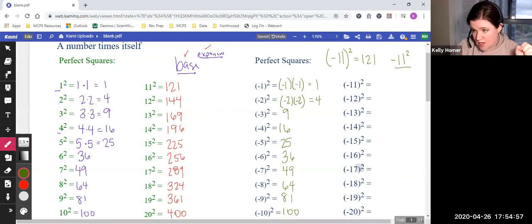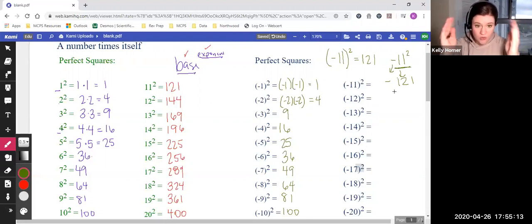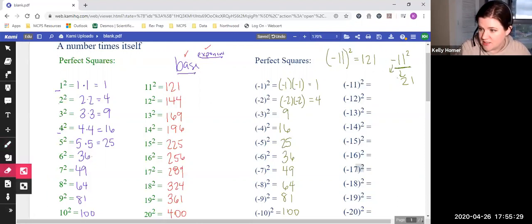Versus this one is saying it's the opposite. It's the negative of 11 squared. This one is the negative of 121. So if there's a parentheses around it, you have to include the negative as your base. If there's no parentheses, that negative is not part of the base. It's outside. It's just telling me I want the opposite of 11 squared, okay? So that parentheses does make the difference.